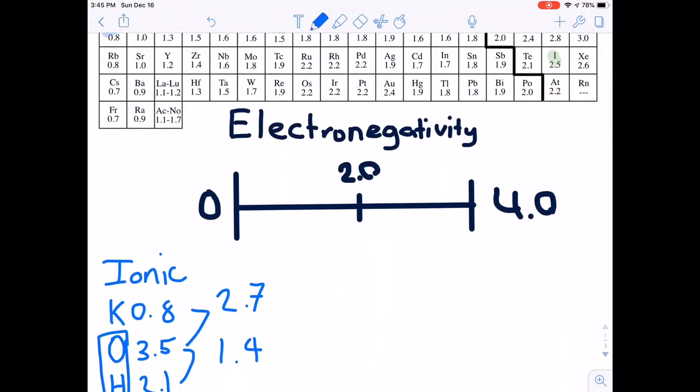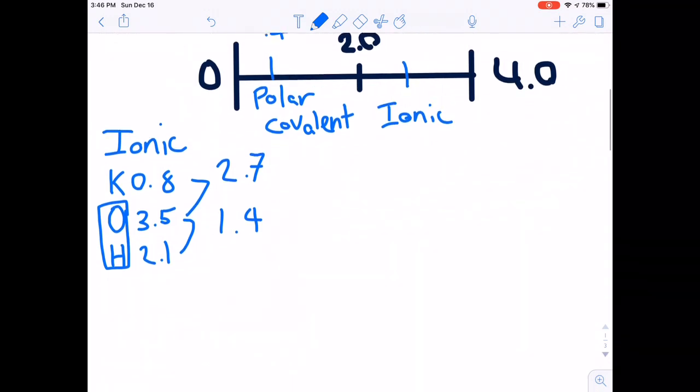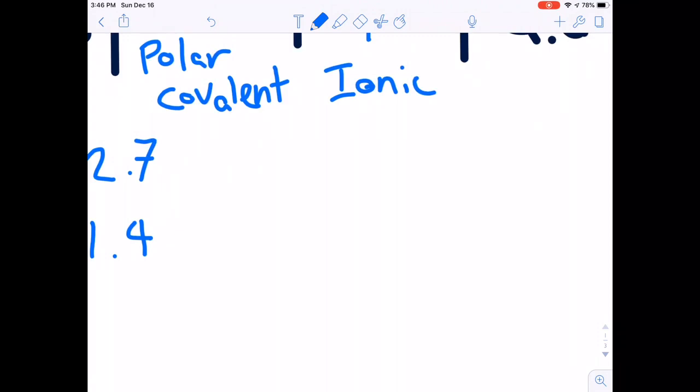So if we look at our electronegativity chart, you can see that from 2 and above all the way to 4 is actually ionic. And let me just write that real fast. There we go. We have it all written out. So from 0.4 to 2 is polar covalent, and from 2 to 4 is ionic. And you can see that K and O is 2.7, so it is ionic.